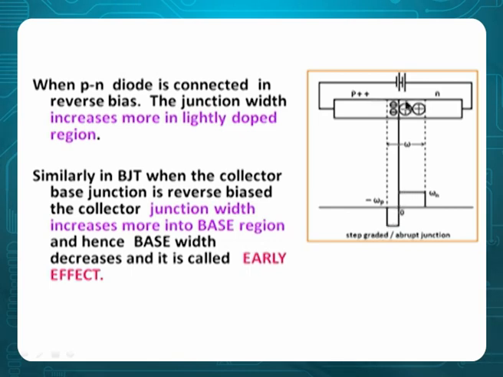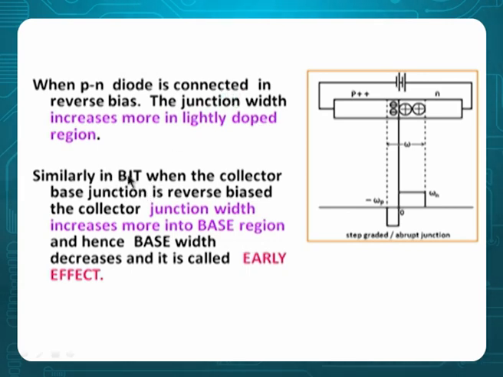This is for unequally doped. We call it step graded or abrupt junction. Why is this called step graded? Because it looks like a step here. That's why, when a PN diode is connected in reverse bias, junction width is increased more in the lightly doped region.